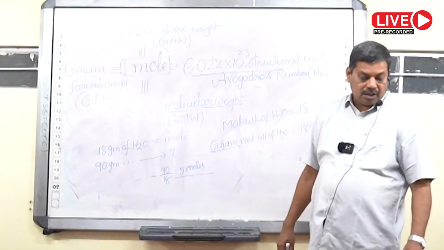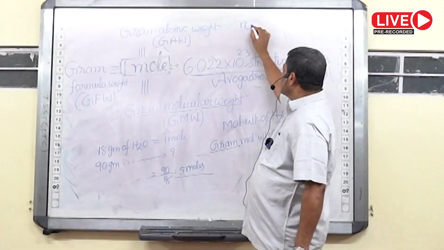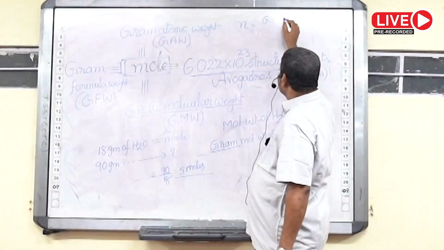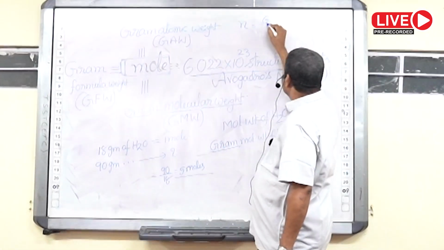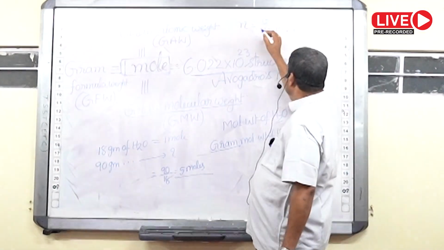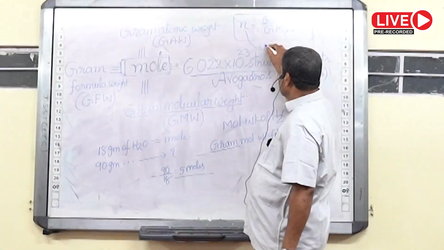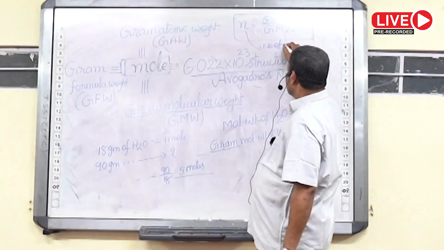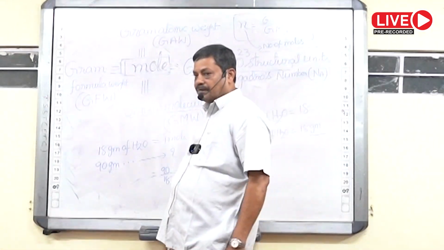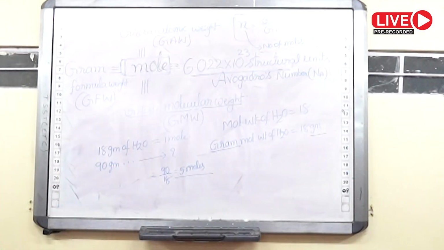From this, we derive a formula for the number of moles. N is equal to given weight by gram molecular weight. What is N here? Number of moles.